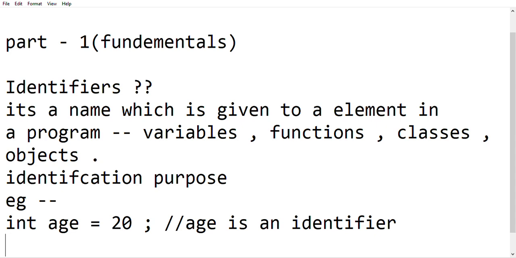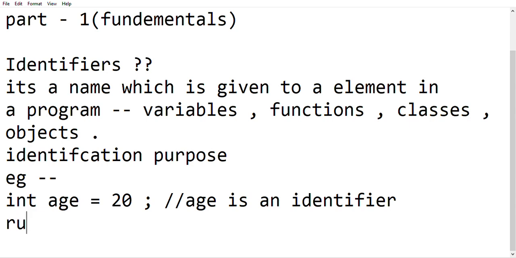So this is an identifier, and we have some rules to define an identifier. We need to follow certain rules in order to define an identifier in a program. The first rule is that identifiers can contain letters, digits, underscore, or dollar sign. Only these characters are allowed. No other characters are allowed. If you use other characters apart from these, you'll get a compilation error.